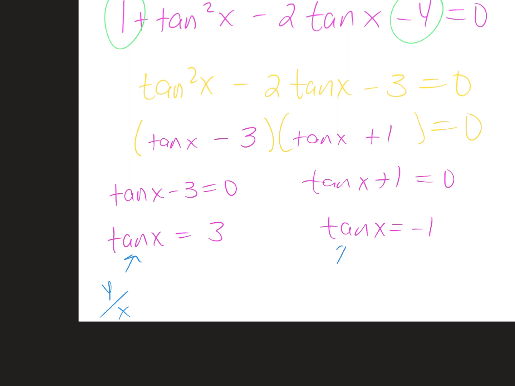Y over x. So now we got to think a little bit. Where on the unit circle could I take the y value, put it over the x value, and get the whole number 3? We talked about knowing tangents yesterday, but if you didn't memorize them, no big deal. Is there anywhere on the unit circle that I could take a y value, put it over an x value, and get the whole number 3?